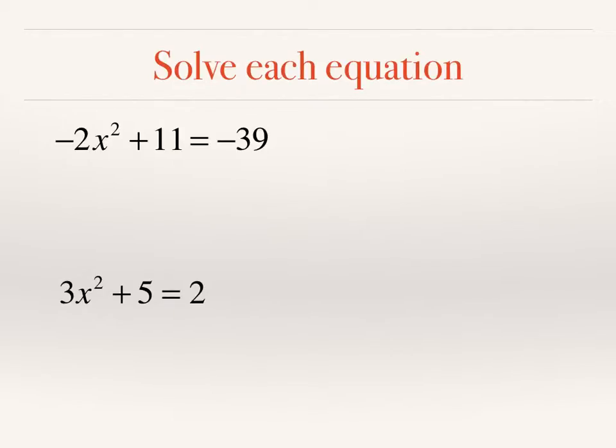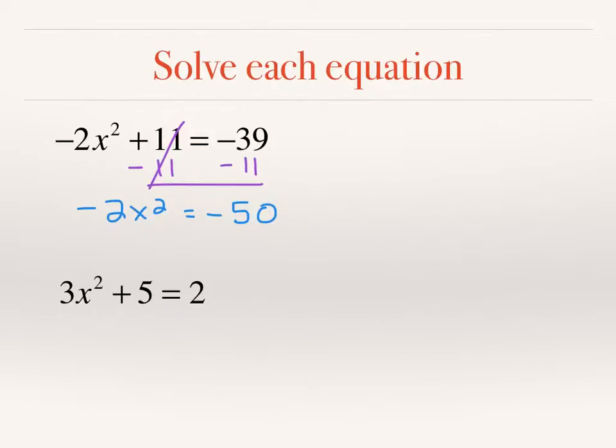I'm trying to get x by itself, so just like I would solve any other equation, I'm going to start by getting rid of my addition and subtraction. So this plus 11, I'm going to get rid of that with a minus 11 and a minus 11. And I end up bringing down negative 2x squared equals negative 50.